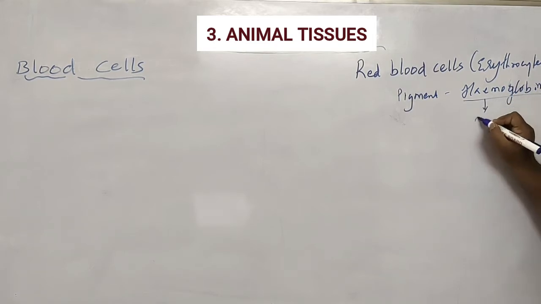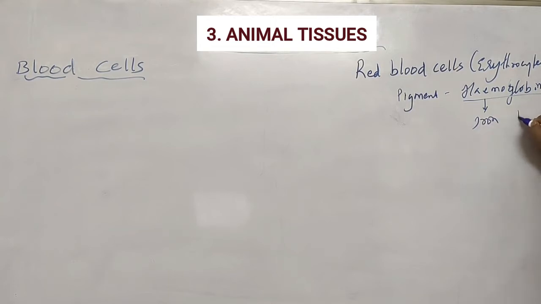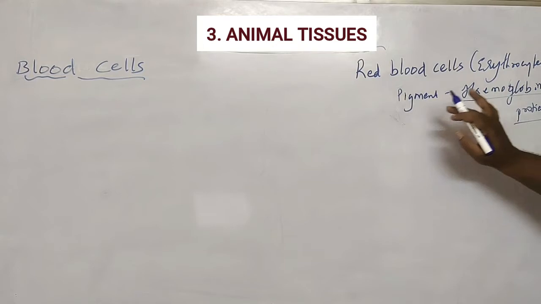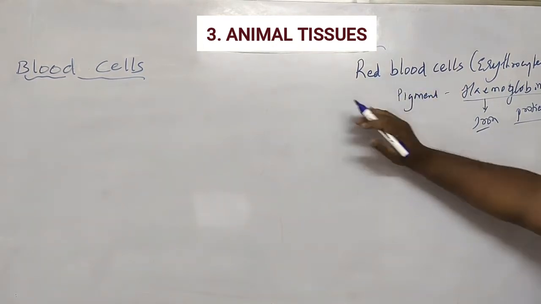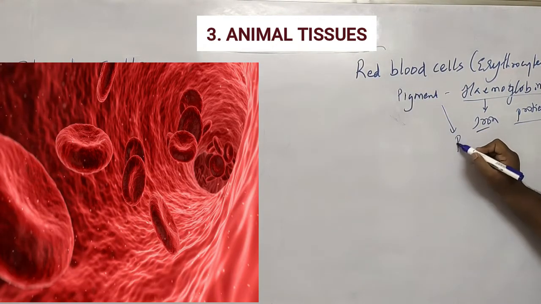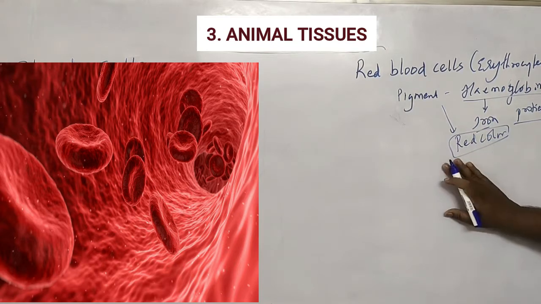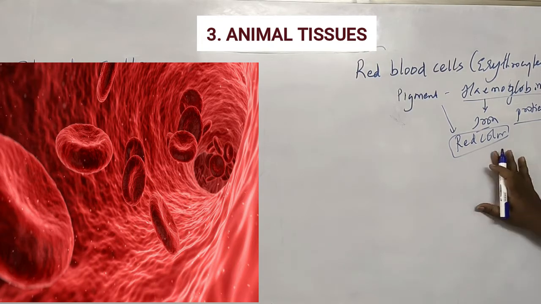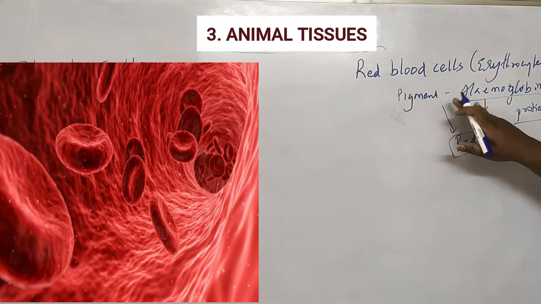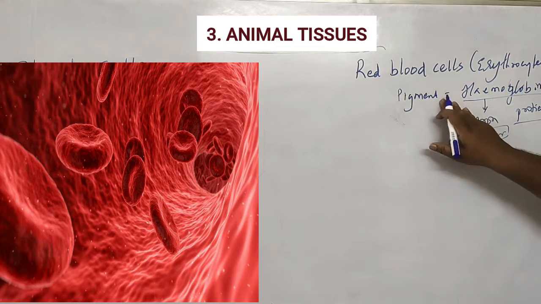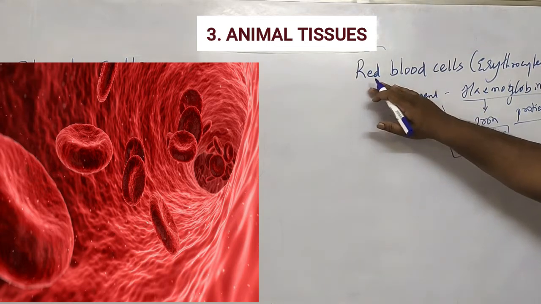So heme in the sense here is iron, and globin is the protein. So it is an iron protein which is called hemoglobin. Hemoglobin is present in the blood, and that is the reason why the blood looks red in color. The question comes in the examination in this way: why is the blood red in color? So what's the answer? The blood has a pigment which is called hemoglobin, and that is the reason why the blood is red in color.